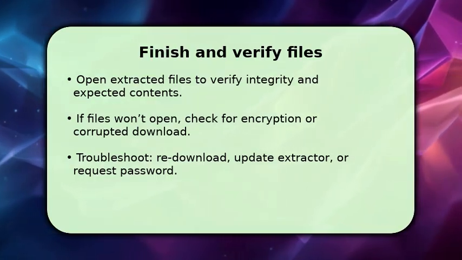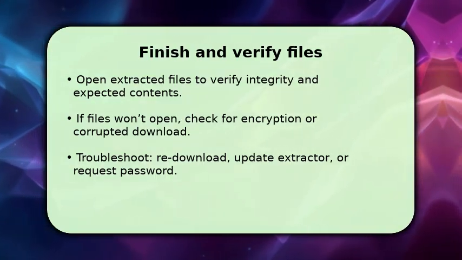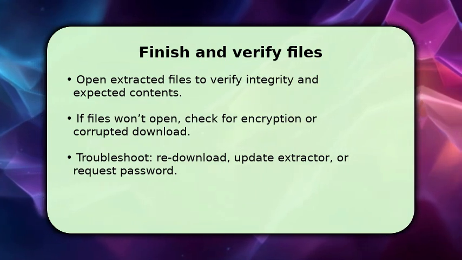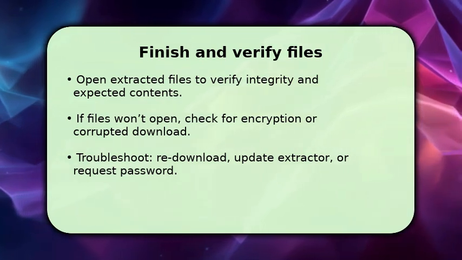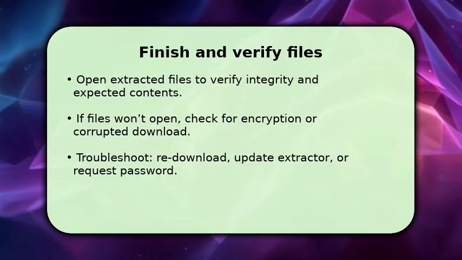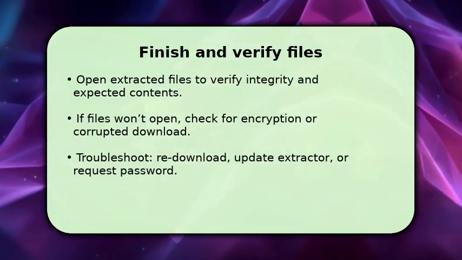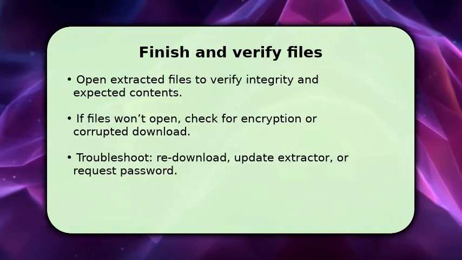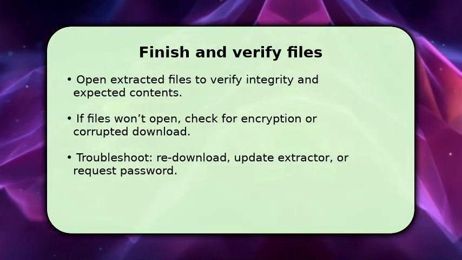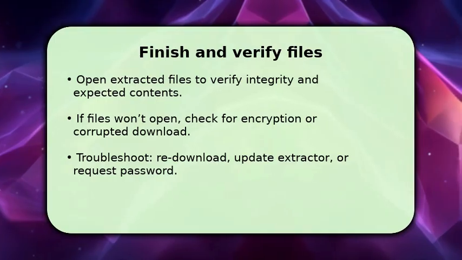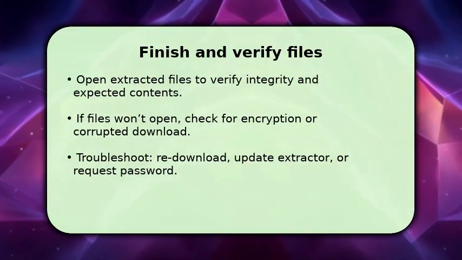Check file sizes and types. If files fail to open, consider two likely causes. The archive was encrypted with a password, or the download was corrupted. Once done, re-download the ZIP from Gmail and try again, or update your extraction tool. If it's encrypted, contact the sender for the password and then repeat extraction so you can access the content.